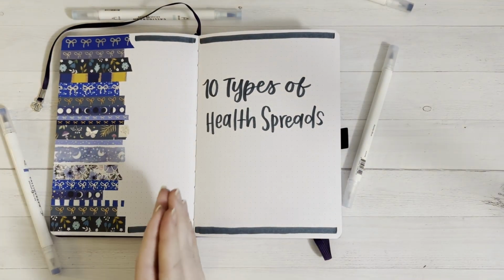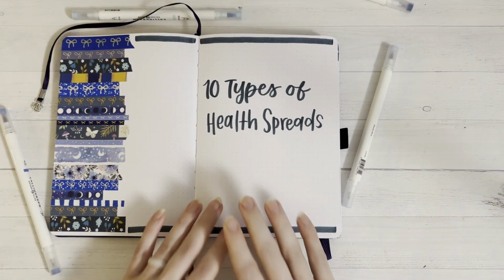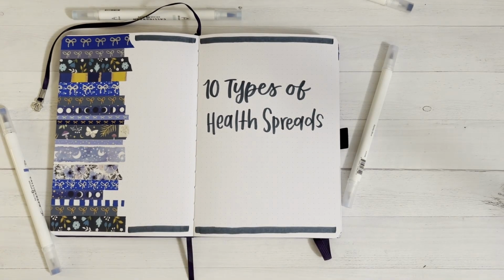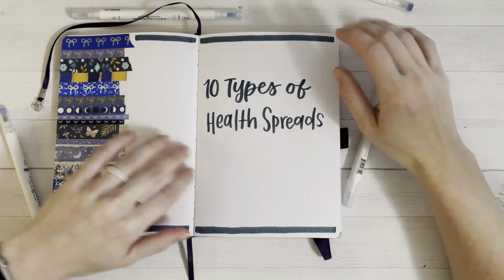So I hope that this gave you a ton of inspiration on things that you can do to track your health in your bullet journal. If you have more ideas, or if there are types of healthcare spreads that you include in your own bullet journal, please leave them in the comments below.